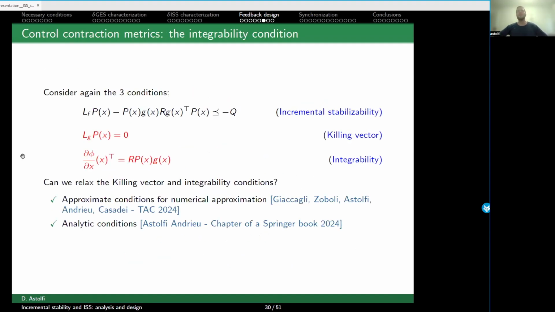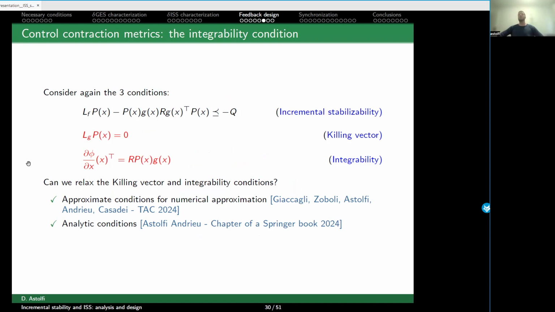So these three conditions are basically as follows. The first one that we need is the incremental stabilizability condition. Then we need again our Killing vector property, and this is what also allows us to ensure the incremental ISS property. And finally, we need an integrability condition because basically the control feedback phi's Jacobian must satisfy this equality P of G.